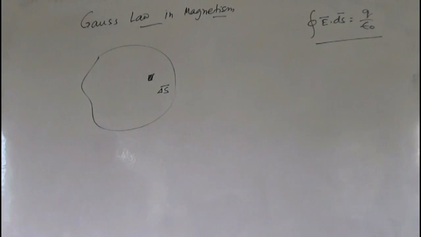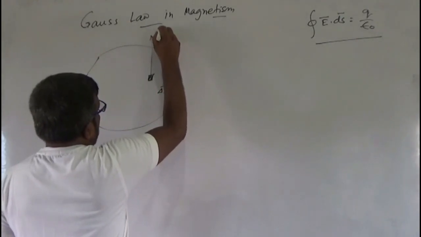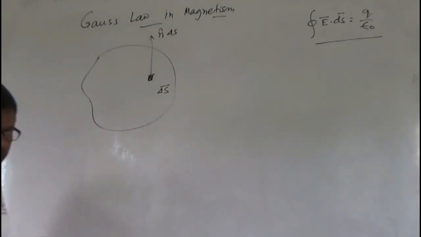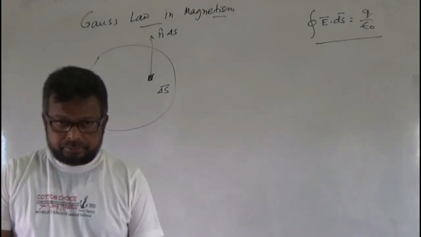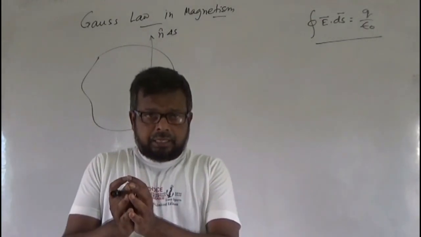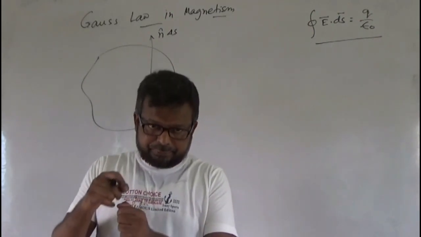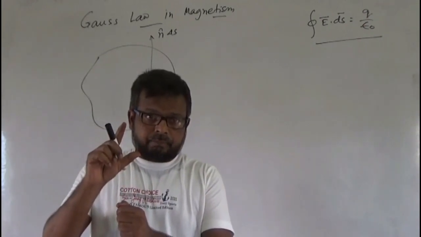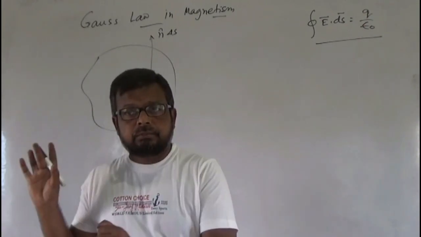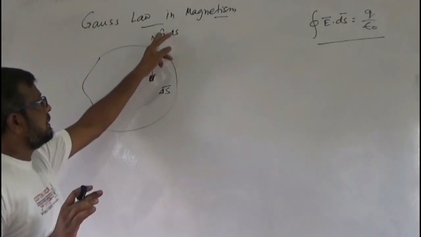Now what is the direction of delta S? The direction of delta S is this. That means it is the outward normal to the surface. If there is a closed surface, then just draw a normal at any point on the surface, which is outward. That will be the direction of the surface element at that point. Now see here, this is the outward normal. Therefore, the direction of delta S is this.